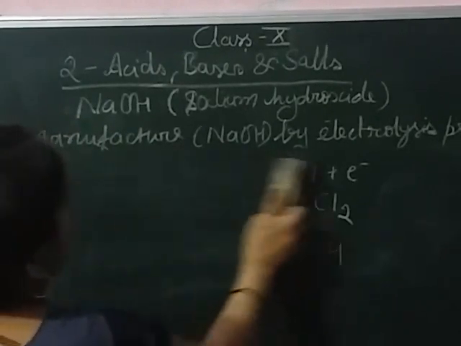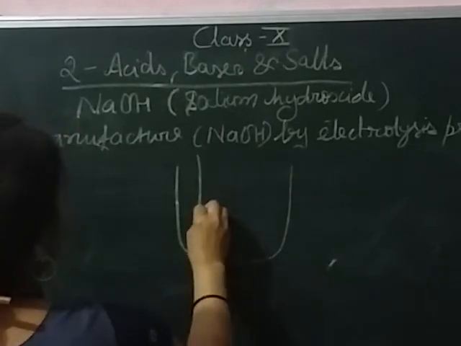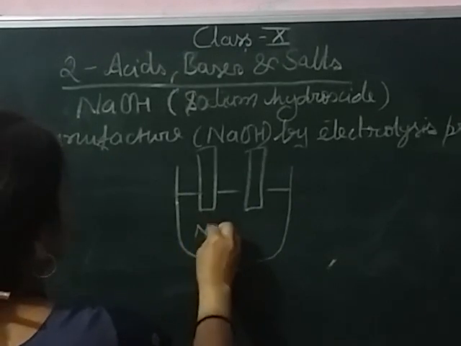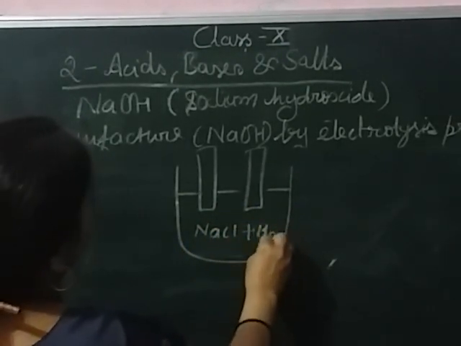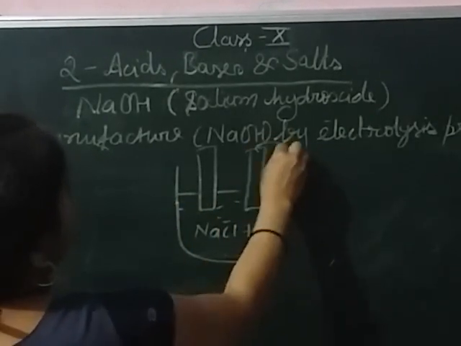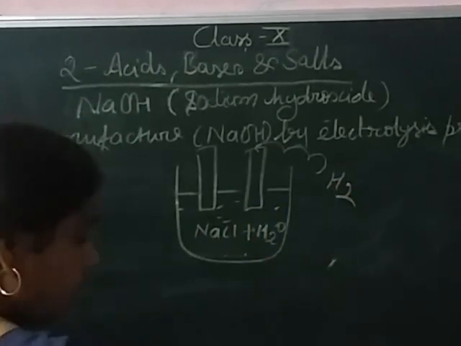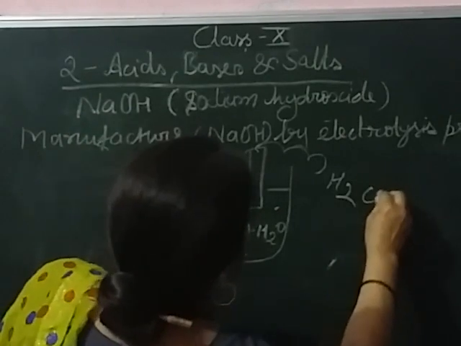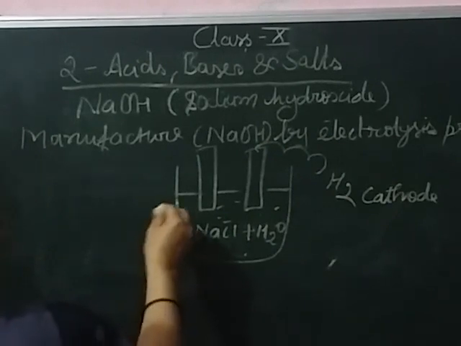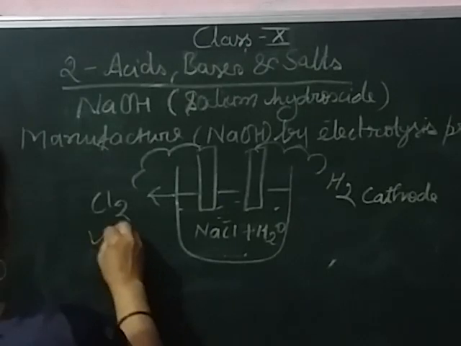So what is the diagram of this process? This is the anode and cathode, and the brine, NaCl plus H2O. This is brine, the aqueous solution of NaCl. Hydrogen gas is released from the cathode side during the electrolysis process, and chlorine gas is released from the anode.